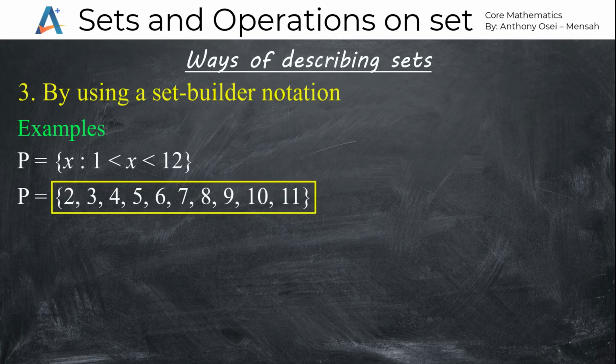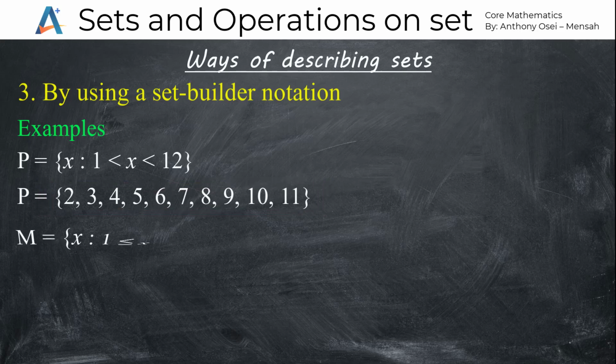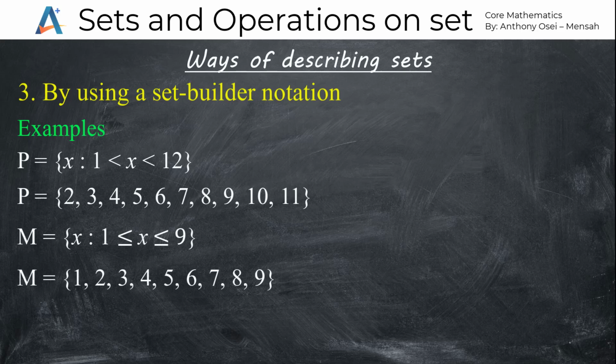Let's look at another example, set M. Now M is described with the members called X. So X such that 1 is less than or equal to X, X less than or equal to 9. That means this time around 1 and 9 are included. So they are inclusive. 1 is part and 9 is part because of the equal sign attached to the less than sign. So from 1 to 9, that's the meaning. So we can list the members as 1, 2, 3, 4, 5, 6, 7, 8, and 9, becoming the members of the set M. So this is how we can do it by set builder notation.